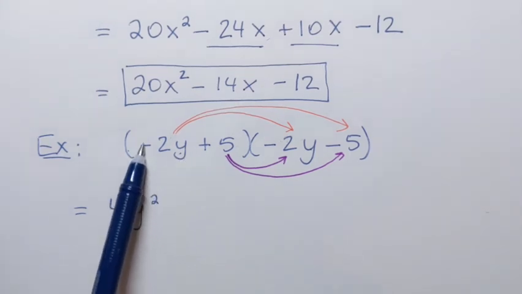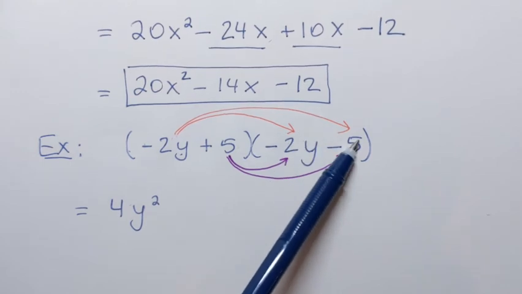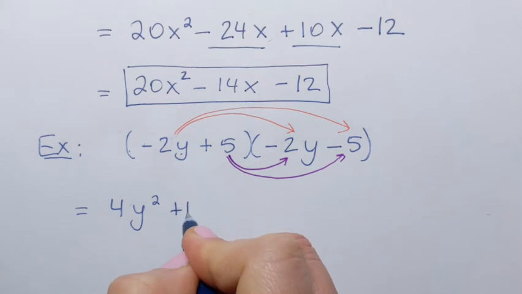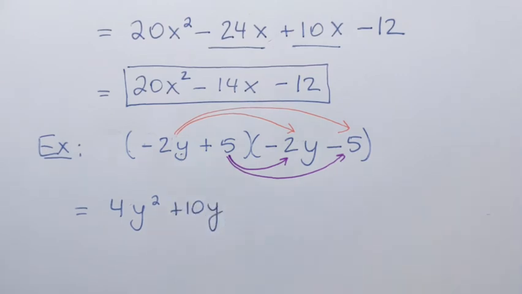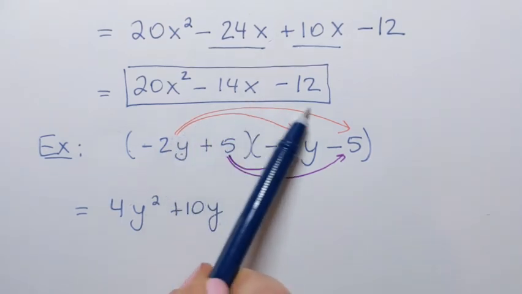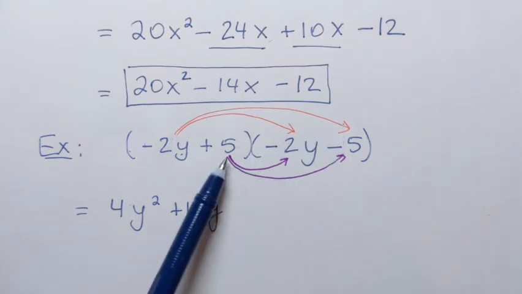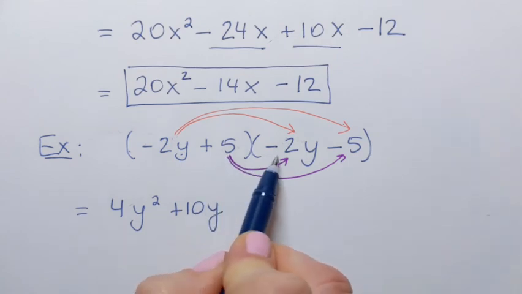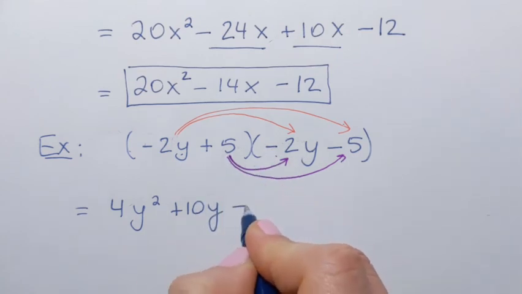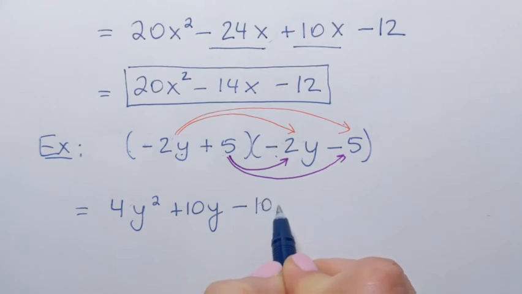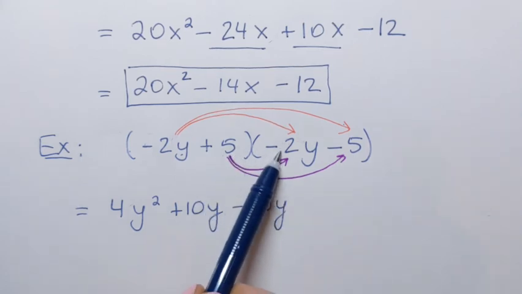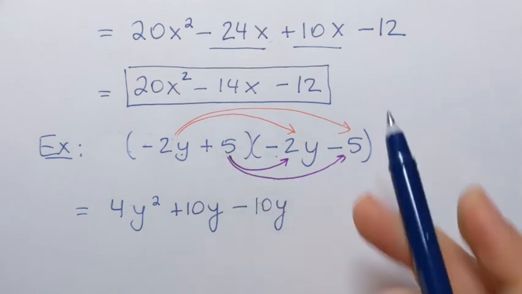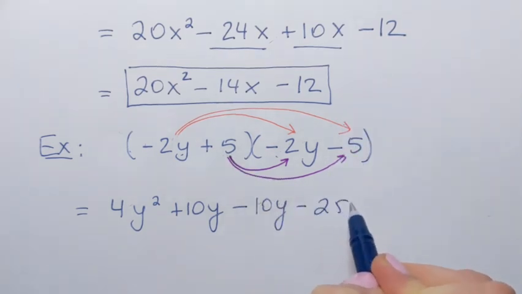Now, negative 2y times negative 5, it's negative 2 times negative 5 plus 10, and then y. That's the first two terms. Now the second two terms, it's positive 5 times negative 2y. It's negative 10y, right? 5 times negative 2, negative 10y. And then finally, positive 5 times negative 5, minus 25.